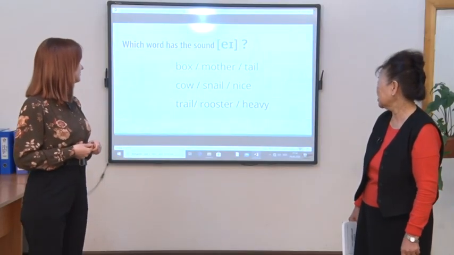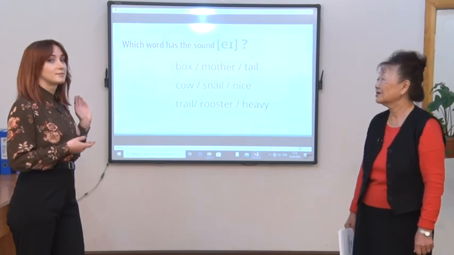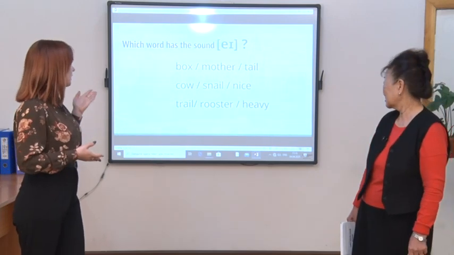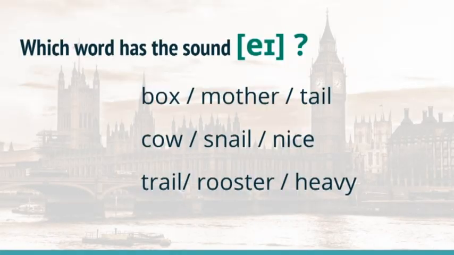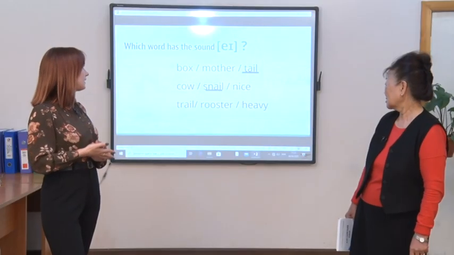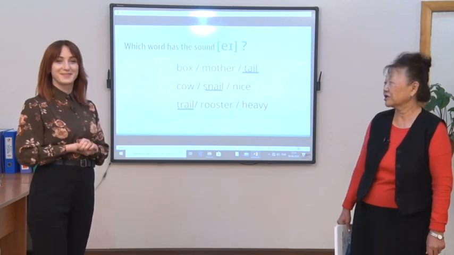Which word has the sound A? Do you know? Okay, let's read these words. Box, mother, tail. Which word? I think it's tail. Yes, you are absolutely right. Cow, snail, nice. So I think snail is right. Yes. Trail, rooster, heavy. Trail has the sound A. You are right. You know sounds very well.